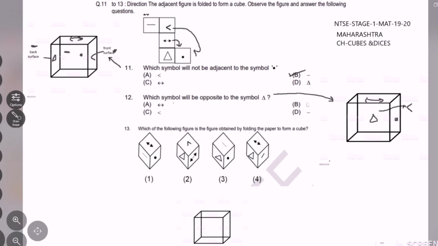What does adjacent mean? Adjacent means side by side. Something which is side by side is known as adjacent. This arrow is adjacent to the triangle. The full stop is adjacent to the triangle. But when something is opposite, it is not adjacent. Opposite does not mean adjacent. Opposite means behind. That is something completely different. So as I just told you, the lesser than sign will be opposite to the triangle, and hence it will not be adjacent. So the answer here would be C.